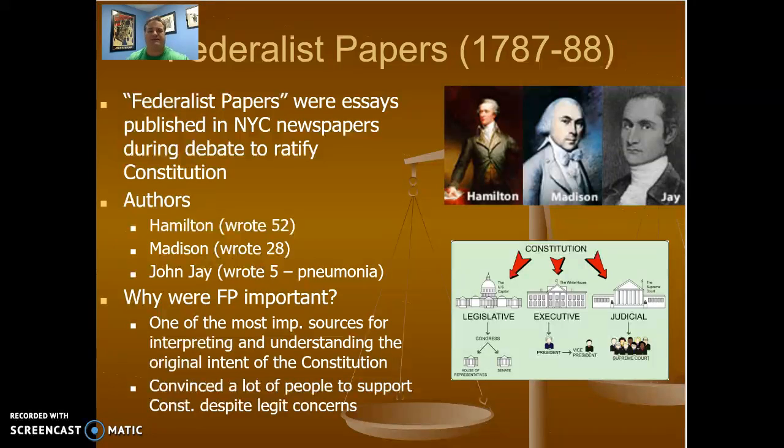sovereign, independent states that were more partners in goodly fellowship as opposed to an actual central government that had some power, to a system where the central government would have considerable power. New York, for example, was one of the battleground states as to whether or not ratification would occur.